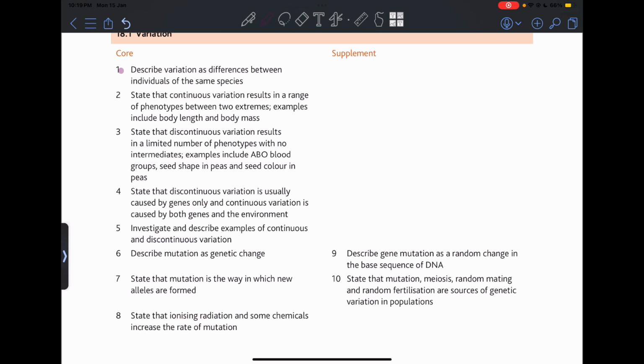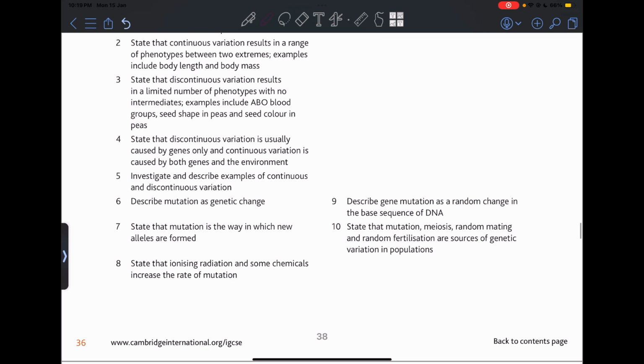So there is variation, of course, between each and every human. There are extremes of body length and body mass. So for example, you can be too tall or you can be too short. These are extremes. And then in the middle, for example, this is like the average height. This is not an extreme. So there is, of course, variation between people in these types of things. So this is an example of continuous variation.